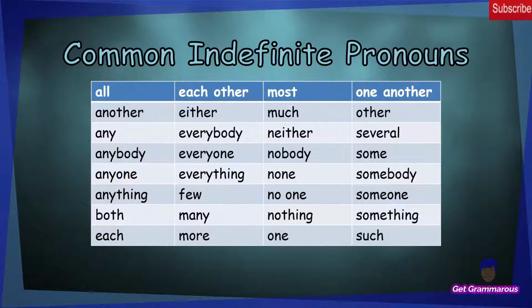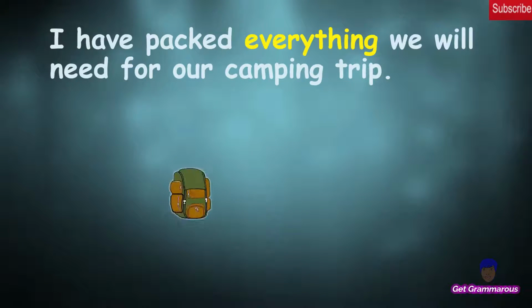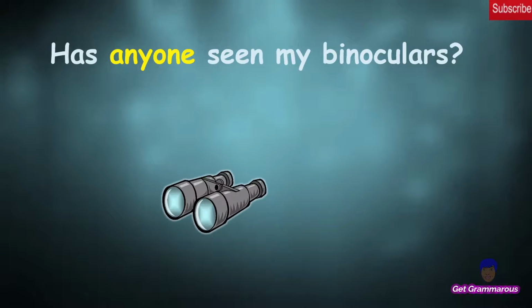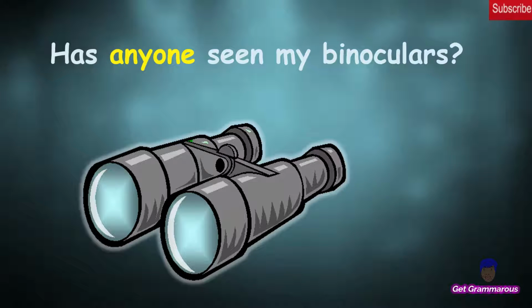Examples of indefinite pronouns in sentences are: I have packed everything we will need for our camping trip. Everything is the indefinite pronoun in this sentence. Another example: has anyone seen my binoculars? Anyone is an indefinite pronoun in this sentence.